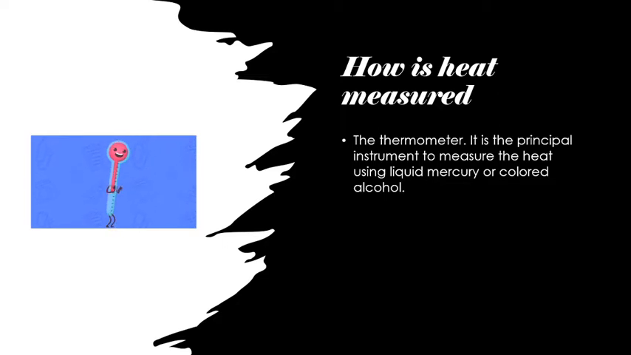How is heat measured? The thermometer is the principal instrument to measure heat because it moves depending on the heat, with a liquid inside that could be mercury or colored alcohol. That is the red thing that we can see here in the thermometer moving or dancing.